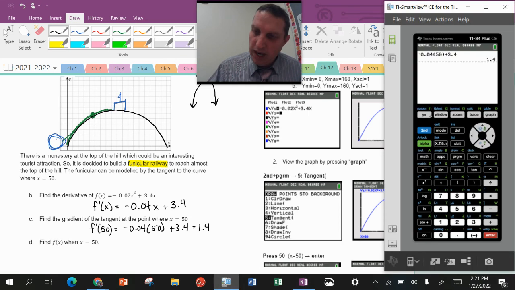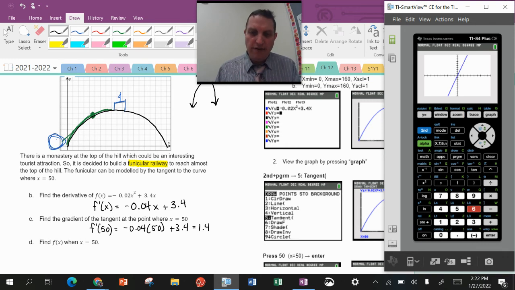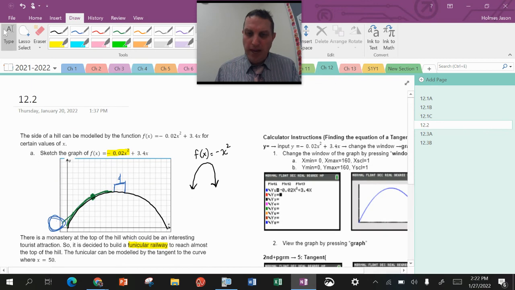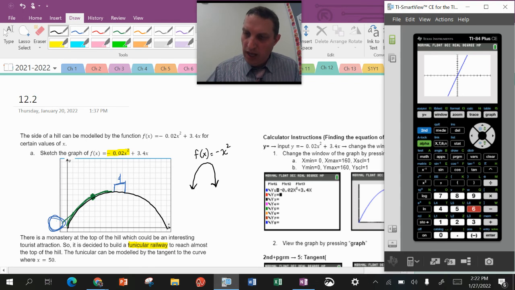Or we can graph. Again, we're going to do a zoom standard, and we don't see anything, so we have to go back to our domains. We're going to set our minimums to 0 and our maximums to 250, just like we did in the previous video. Then we graph it, and there's our hill.